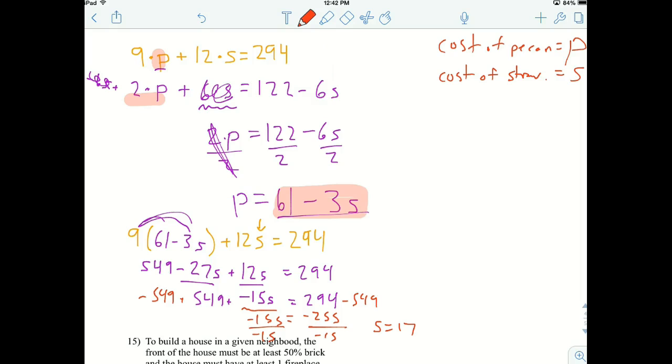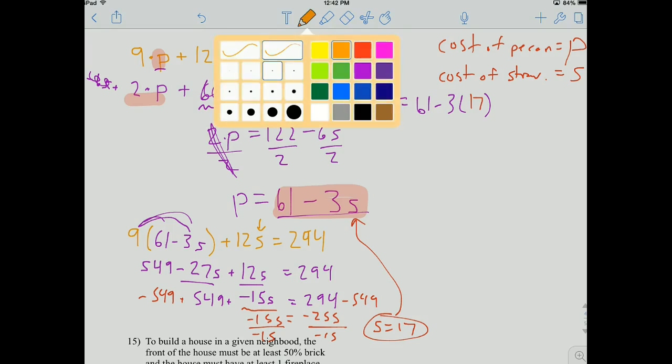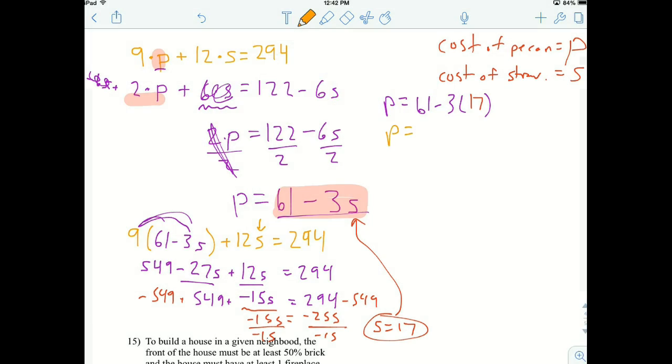Now we're going to use that, just like we did in all the other problems. We're going to take that s equals 17, plug it into the other equation so we can get p. So when we write our equation, p is equal to 61 minus 3s. We're going to replace s with our new answer of 17. So p is equal to 61 minus, and 3 times 17, toss that in our calculator, we get 51. So p is equal to 10.